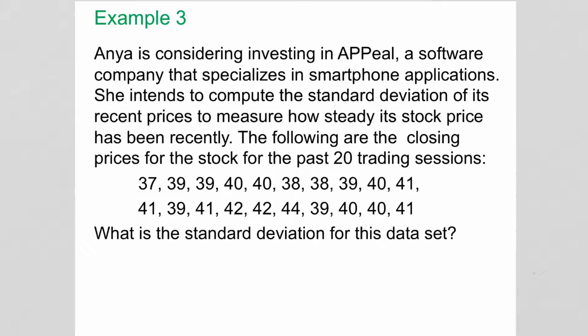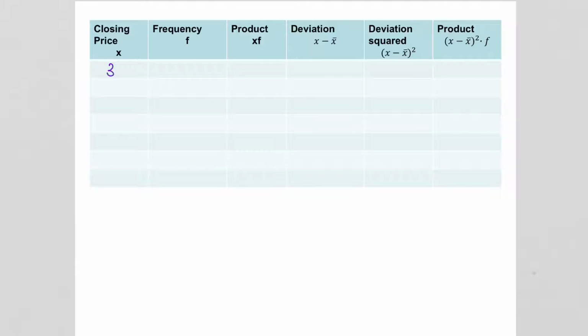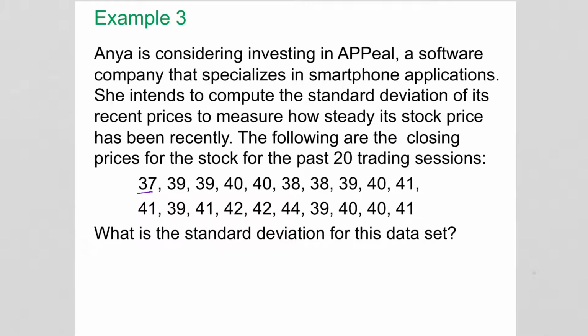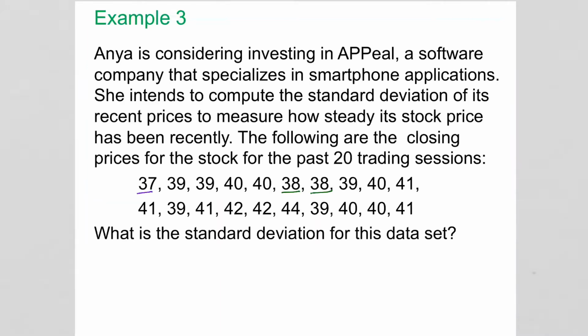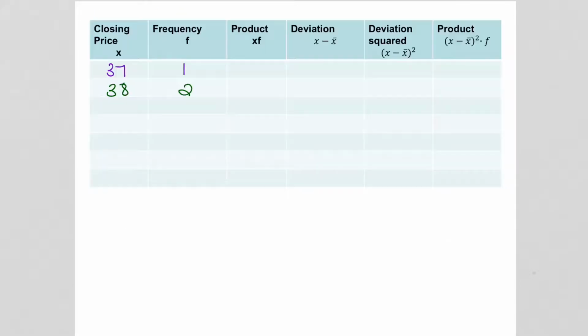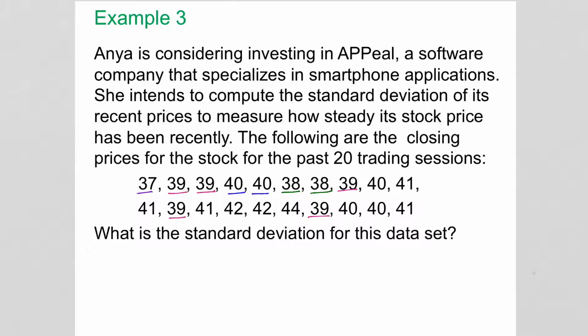Now, or very similar, but in this case, the $37 is just listed once. So we're putting frequency there. And $38 is listed twice. $39 is listed 5 times. $40 is listed 4 times. No, I missed one. 5 times.